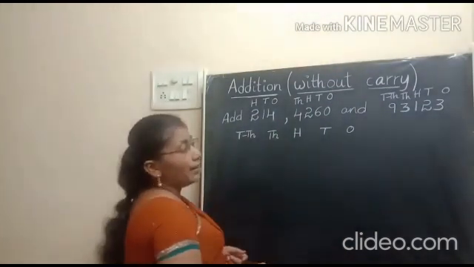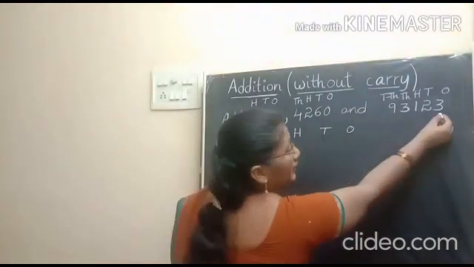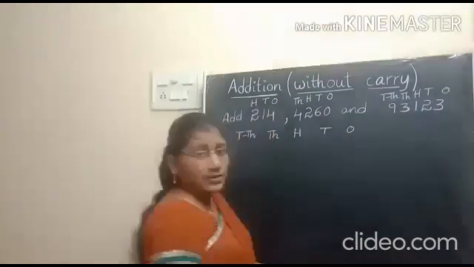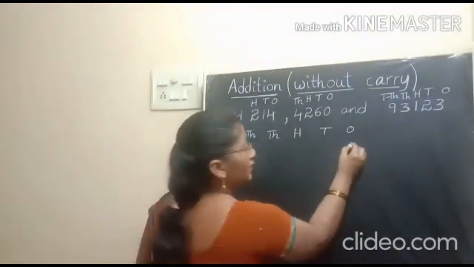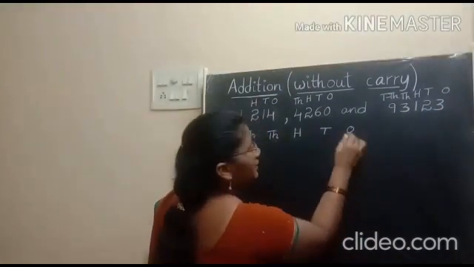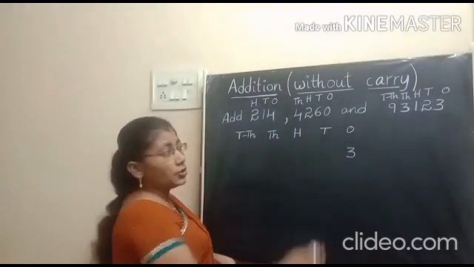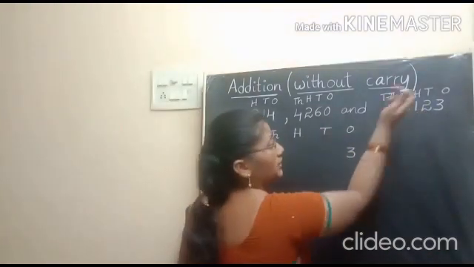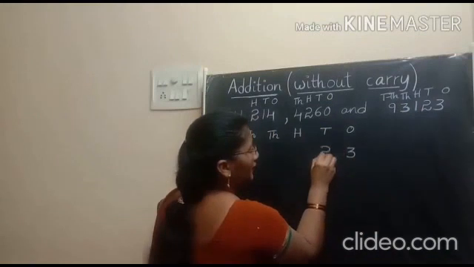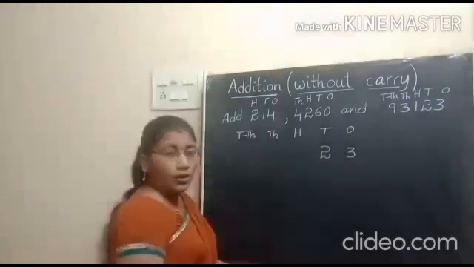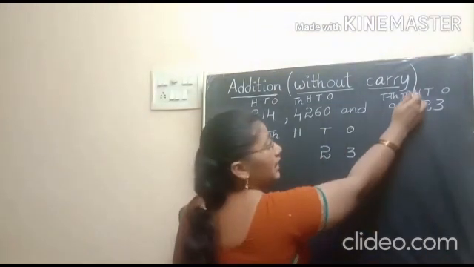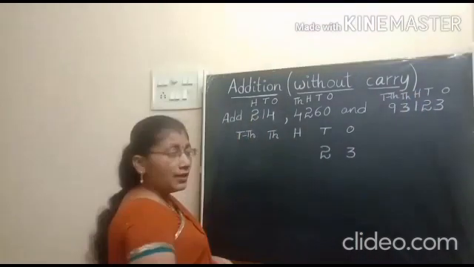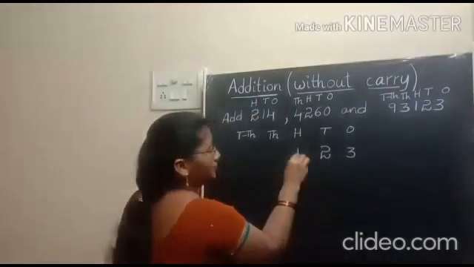Now write 5-digit number. Here 3 is in ones place. So we should write 3 in ones column. Next 2 is in tens place. So we should write 2 in tens column. 1 is in hundreds place. So we should write 1 in hundreds column.